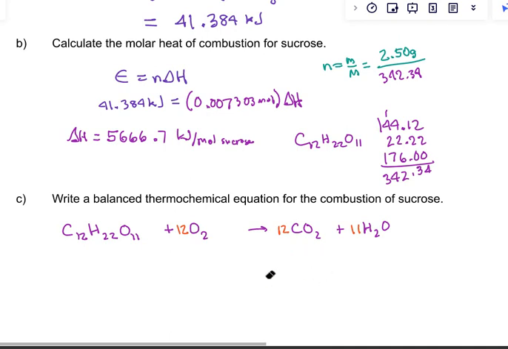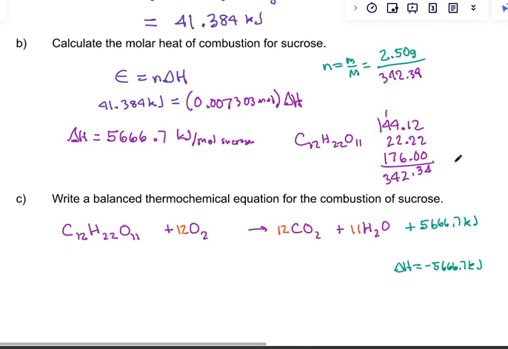And if we want to make it thermochemical, we have to put this delta H in it. And there are two ways you can do that. Way number one is you can write the heat in as if it were a chemical species and just say, this reaction will make, among other things, 5,666.7 kilojoules. Or, separate from the reaction, you can say delta H equals negative 5,666.7 kJ.